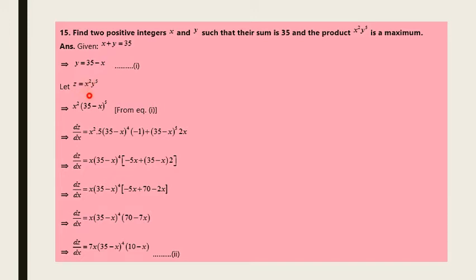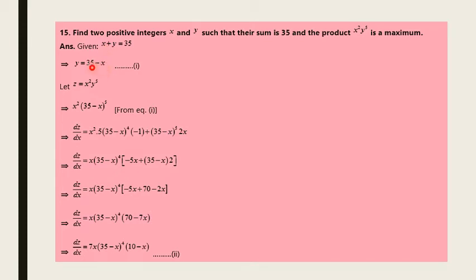Again, two variables x and y, we need to eliminate one, which is easy. Let us take y: y is equal to 35 minus x. You may take x also, no problem. Both the values will work out.